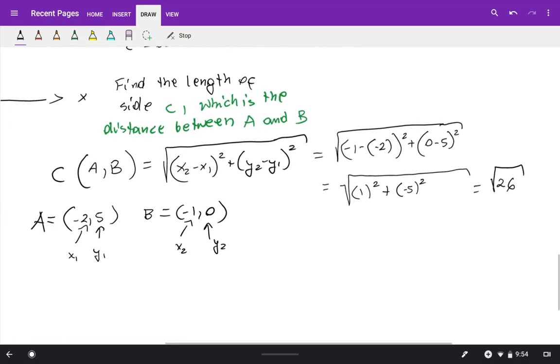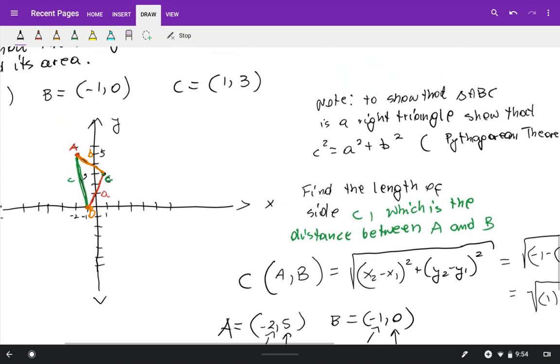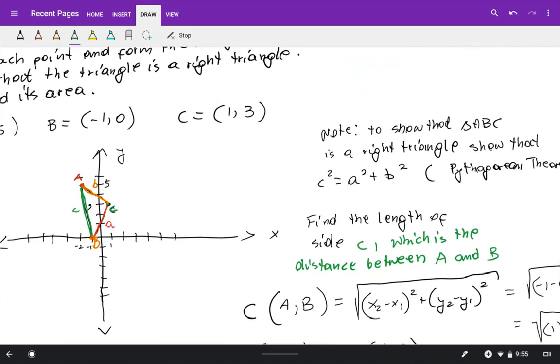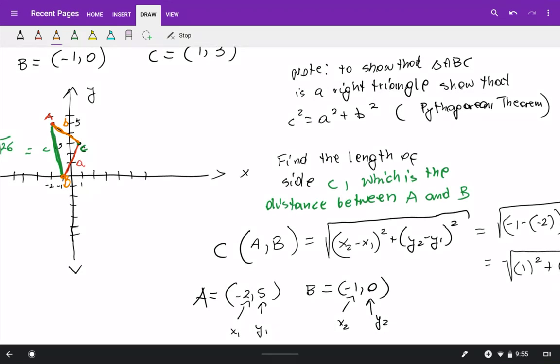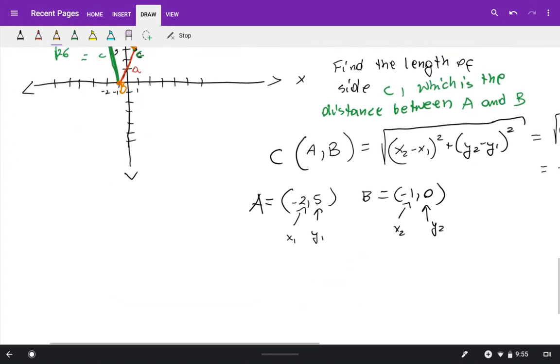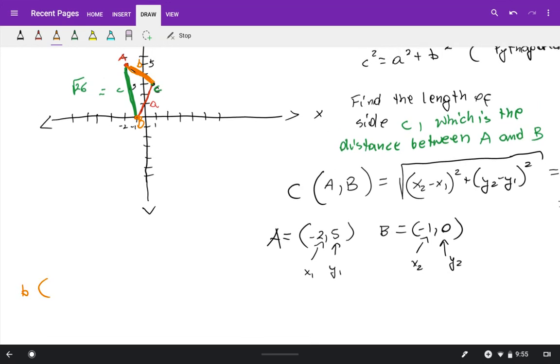And the square root of 26, we cannot really simplify. So let's just say that the square root of 26 is our c. Which means I found that the length between points A and B equals the square root of 26. Now I'm going to find b. b represents the distance between points A and C.